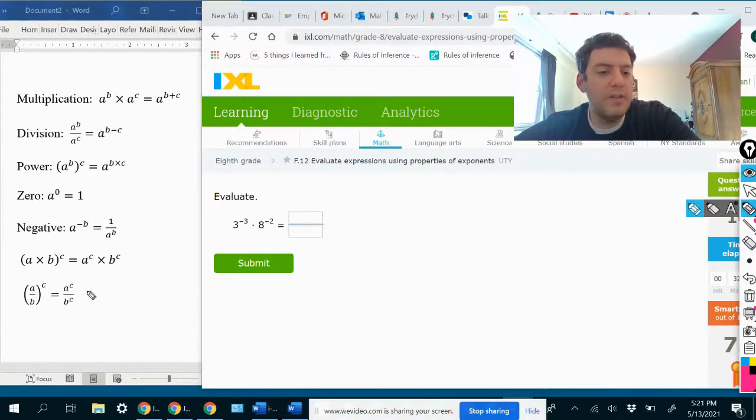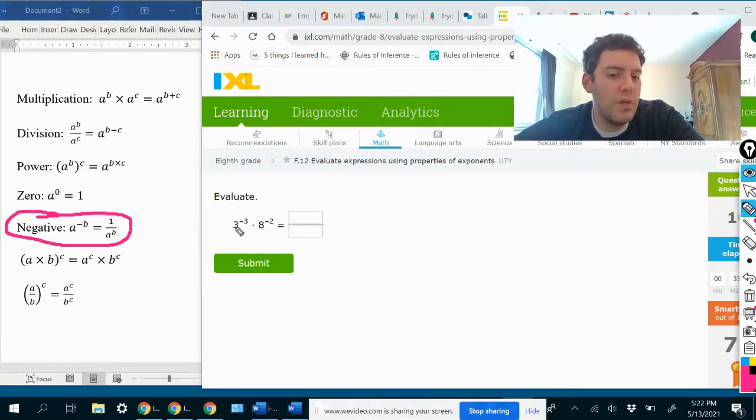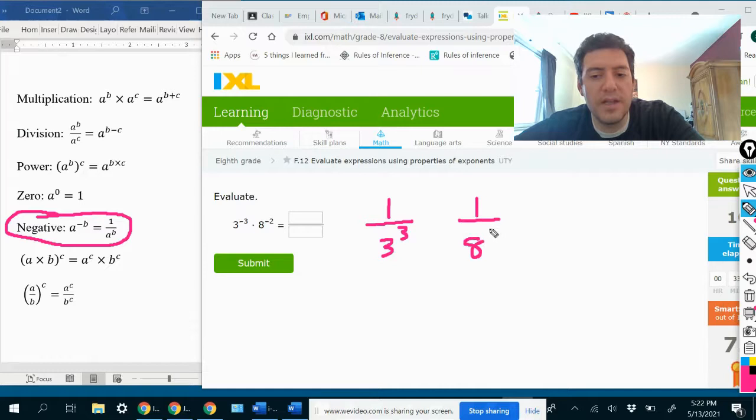Okay, and this rule is not helpful for me either. The exponents are different, so I can't take it like this and then turn it into something that looks like this because I do not have the same exponent like C and C like I wrote over here. So we can still use this rule over here. We have some negative exponents, so we can rewrite 3 to the negative third power as 1 over 3 to the third power, and we can rewrite 8 to the negative second power as 1 over 8 to the second power, and then we're multiplying these things together.